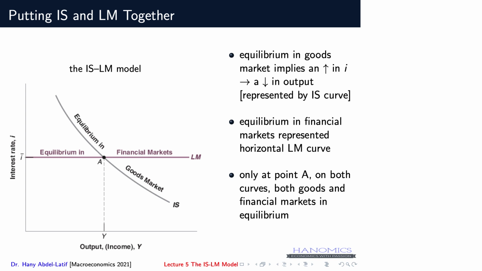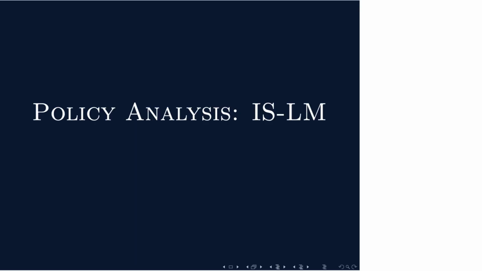All we did is bring these together in one graph, and this is basically the IS-LM model. We learned how to derive the IS curve and the LM curve, and now we have a tool to do some policy analysis. What would happen if there's a policy change?